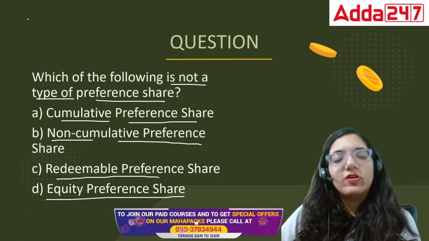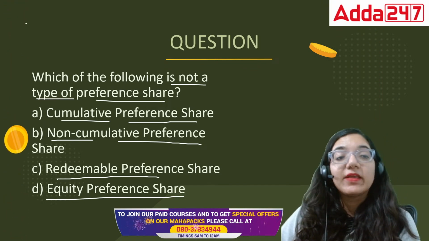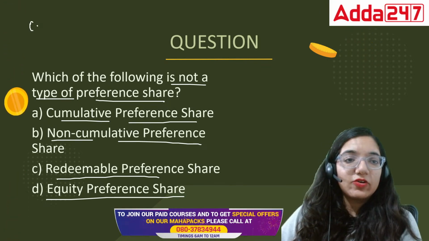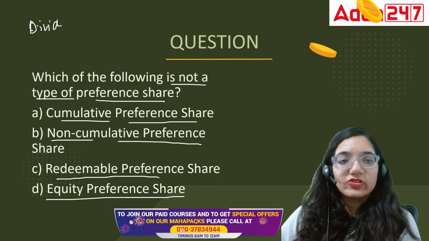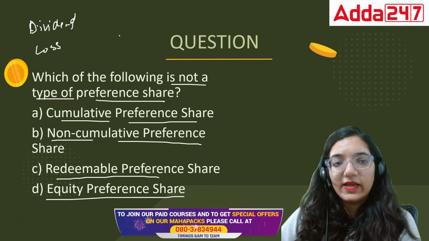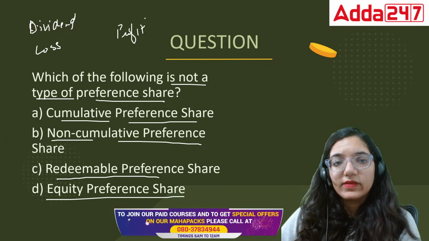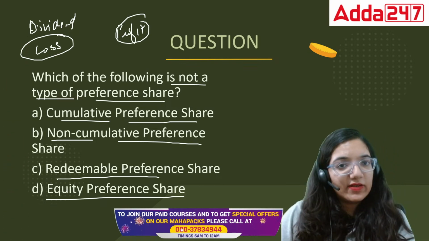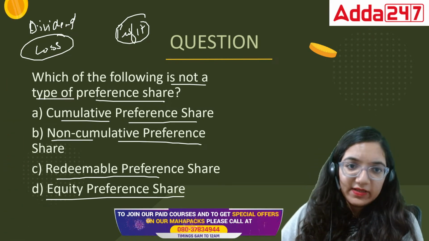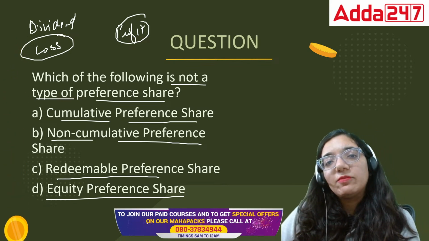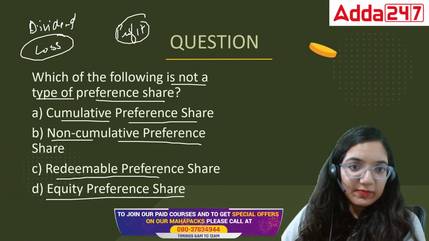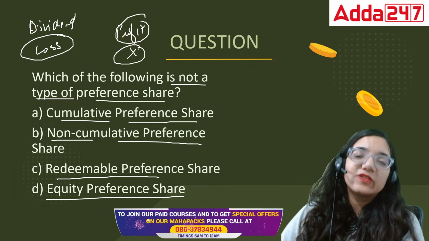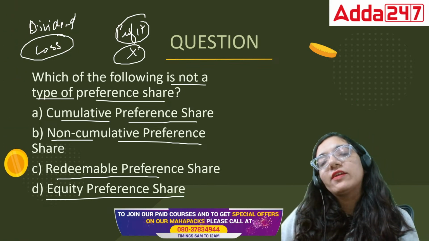Okay, preference shares are of many types. Let's talk about the types as well. When we talk about dividend, if we face a loss in a specific year, we do not get the dividend in that particular year. If we make a profit, we get the dividend. If the company is unable to pay dividend this year because of less profit, what do they do? They will give you dividend in the next year.